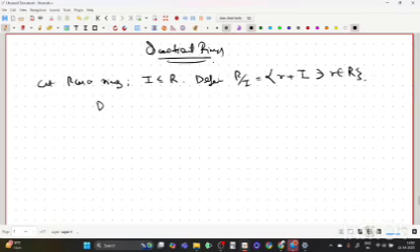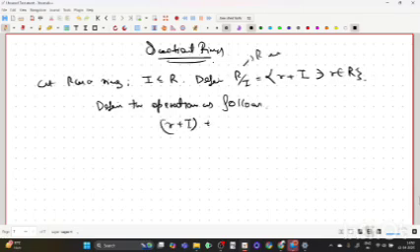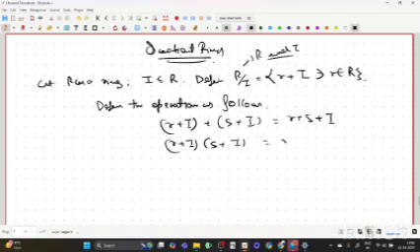Then define the operations as follows. Take two elements from R mod I. This is what we literally call R mod I. So (r plus I) plus (s plus I) is equal to (r plus s) plus I, and (r plus I) times (s plus I) is equal to rs plus I.